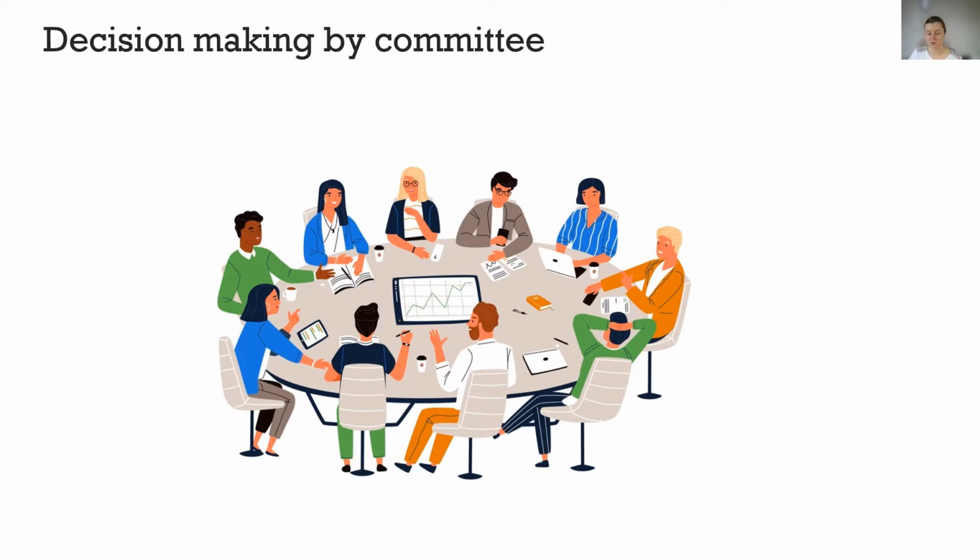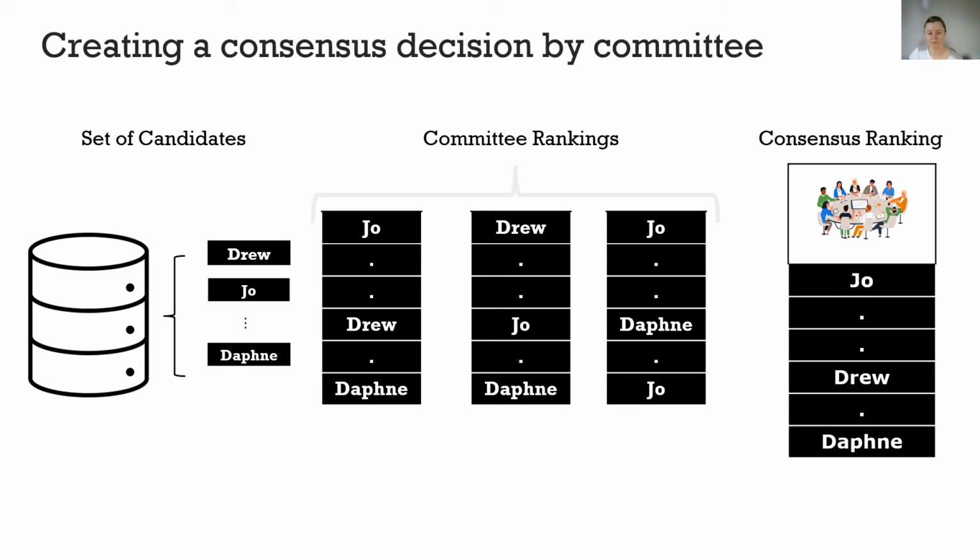Often in practice, it's a whole committee working together. A common approach to making a decision by committee is to take a set of candidates and then have every member of the committee rank that set of candidates, and then the committee works together and huddles over these rankings to create a single consensus ranking that they can more or less all agree with.